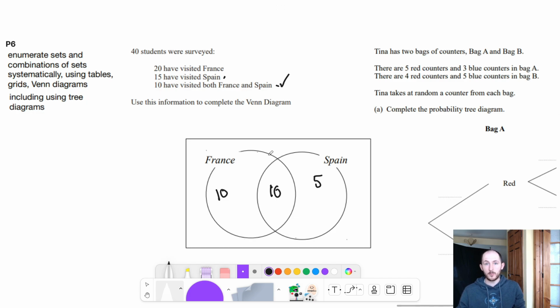Okay, I'm done. Nope. 40 people were surveyed. 10 plus 10 plus 5 gives me 25, which is not 40. That means everyone else didn't visit France or Spain. So there's going to be another 15 people, because 15 plus 5 is 20, plus 10 is 30, plus 10 is 40. Every number inside your Venn diagram should add up to the total number of people. So in this case, all of my numbers should add up to 40.